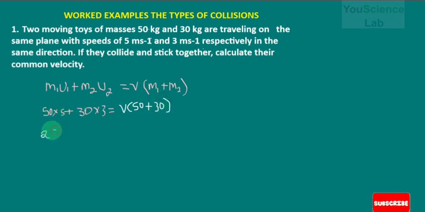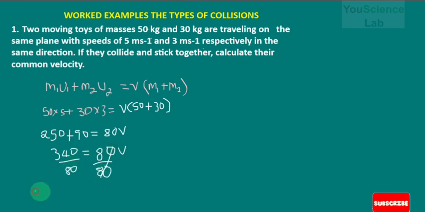So 50 times 5 is 250, plus 30 times 3, that's 90, is equal to 80v, since 50 plus 30 is 80. So we have 250 plus 90, that's 340, equal to 80v. Now divide both sides by 80, and v is equal to 4.25 meters per second.